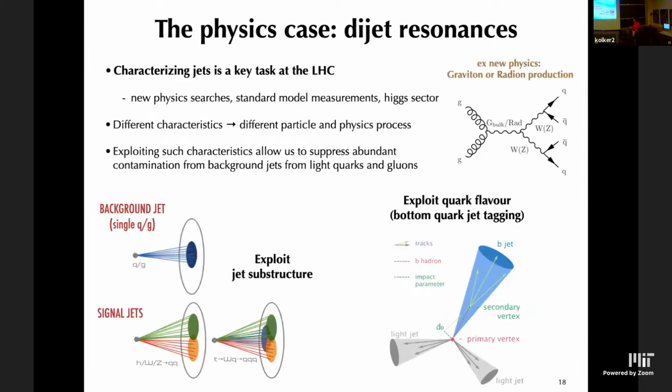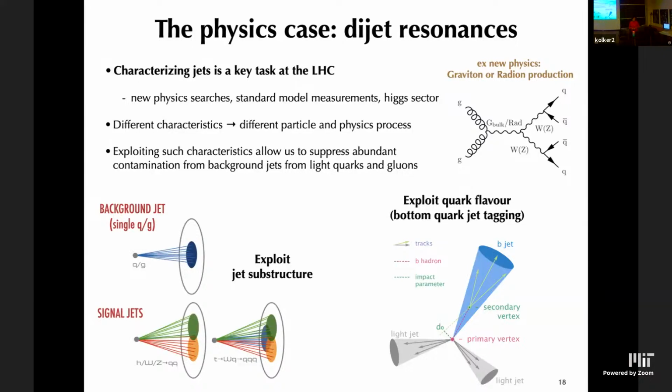And then these jets have different properties depending on the mother particle. So characterizing these jets is a key task at the LHC, because if we can classify which particle it comes from, this allows us to expand the new physics searches or standard model measurements, and also measurements more related to the Higgs boson. So here is an example of a new physics scenario in which you have a graviton or a radion being produced, which decays to standard model vector bosons, and then to quarks, which then become jets. So different characteristics mean a different particle and physics process. So it's a very important task.